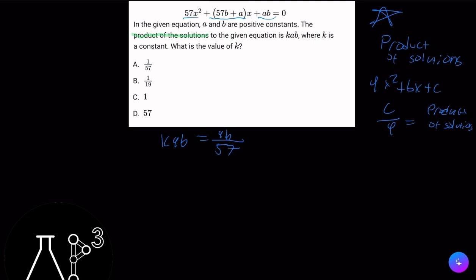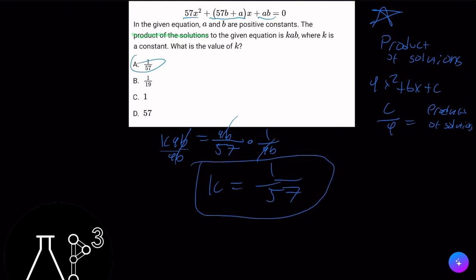So all we have to do now is solve for k. If I divide both sides by ab, I get k by itself because the ab's cancel out on the right side. I get k equals 1 divided by 57, and the answer here is A. Now, if you don't know that rule, you have to solve this the algebra way, and you gotta do so much multiplication, addition, subtraction, and multiplication. But if you know that rule, this question can be solved in less than 30 seconds.